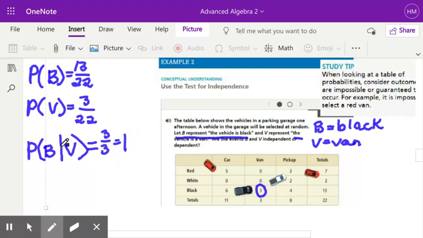We know it's a van. So since we know it's a van, does that affect the probability that it's going to be black? Yes, because the only vehicles that are vans are also black. So are these independent? No, not independent.